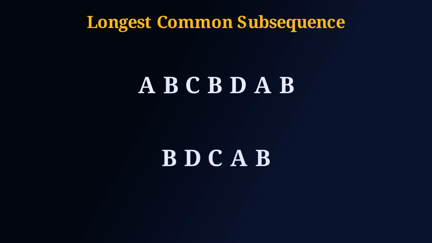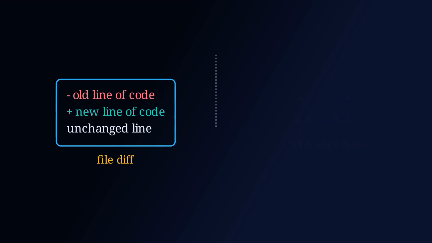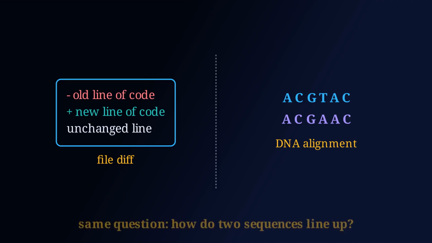The longest common subsequence is the longest string of letters that appears, in order, inside both words. It measures how much two sequences secretly share. This matters far beyond word games. It's how diff tools find what changed between two versions of a file, and how biologists align strands of DNA to spot shared ancestry. Underneath, it's the same question: how do two sequences line up?